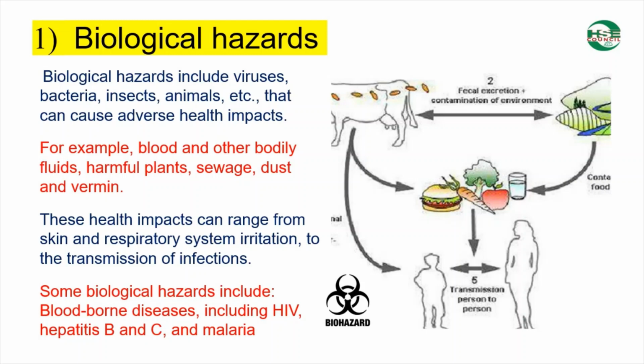Biological hazards include viruses, bacteria, insects, animals, etc., that can cause adverse health impacts. For example, blood and other bodily fluids, harmful plants, sewage, dust and vermin. These health impacts can range from skin and respiratory system irritation, to the transmission of infections. Some biological hazards include blood-borne diseases, including HIV, hepatitis B and C, and malaria.